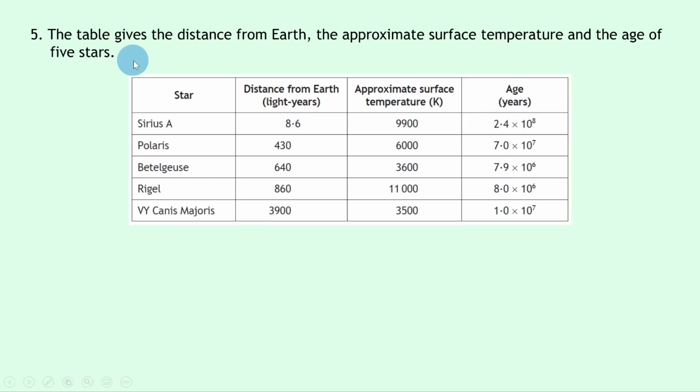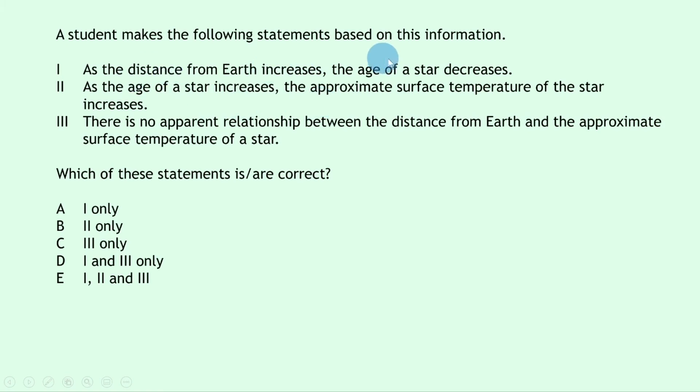Question 5 says that the table gives the distance from Earth, the approximate surface temperature and the age of 5 stars. A student makes the following statements based on this information. So this is purely a skills-based question because all the information we need is in the table and it's not really stuff that you would have covered in the National 5 course.